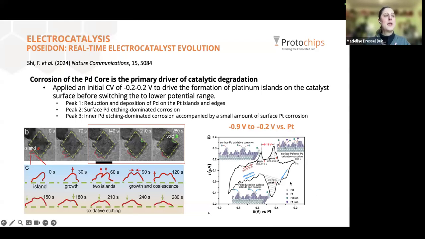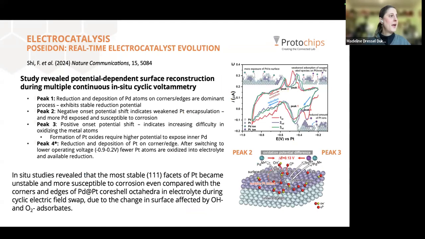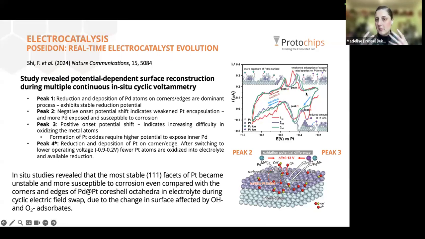The platinum corrosion is more likely to occur at higher potentials, like during startup or shutdown of fuel cells, whereas the palladium core is more likely to be corroded during the actual running of the system. Using that, by applying more cycles over time and looking at how these peaks shifted, they're able to build a better understanding of what is happening during those multiple cycles to get to that final product.